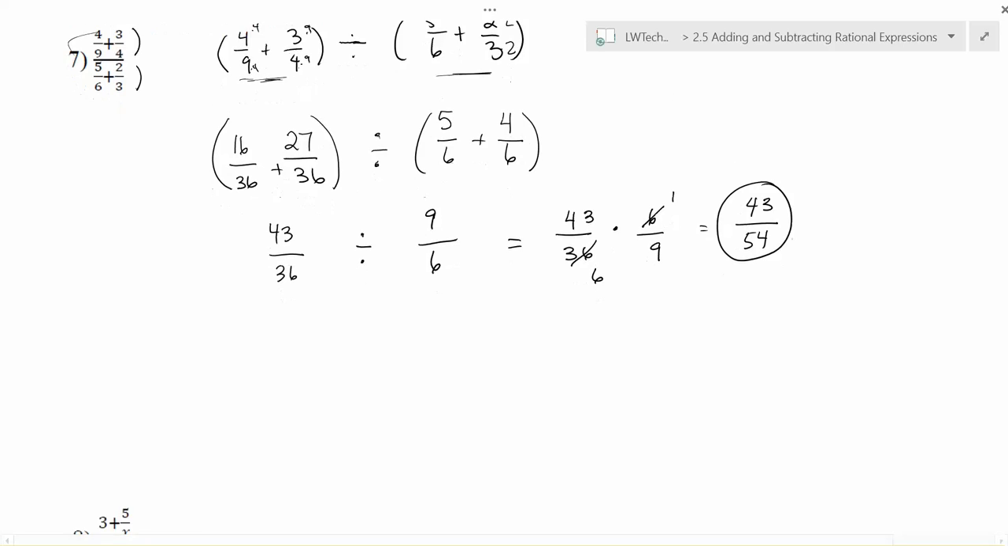Let's try this one, a step a little bit trickier, but not too bad. Let's add in some variables into this. So same deal here. I see a complex fraction and I hate it. So what I want to do is rewrite this as a division problem. So it's everything on the top, so 3 plus 5 over x, divided by everything on the bottom. That's a division.